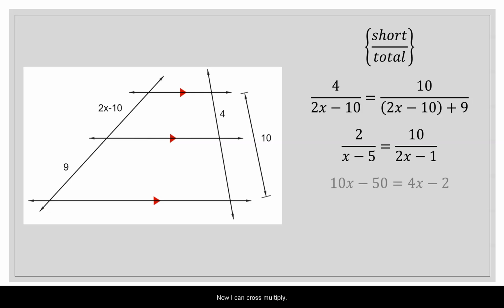Now I can cross multiply. I subtract 4 from both sides and add 50 to both sides, and I'm left with 6x equals 48. Divide both sides by 6 and x is equal to 8.